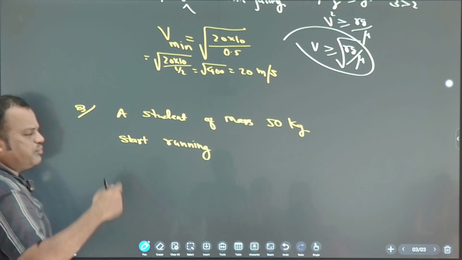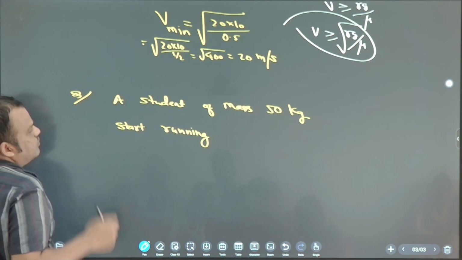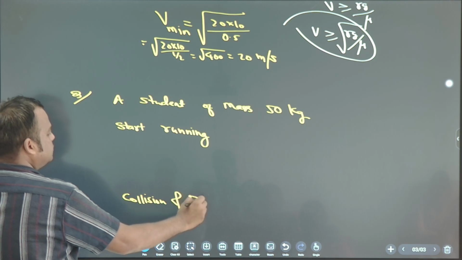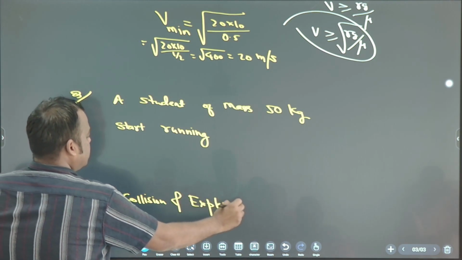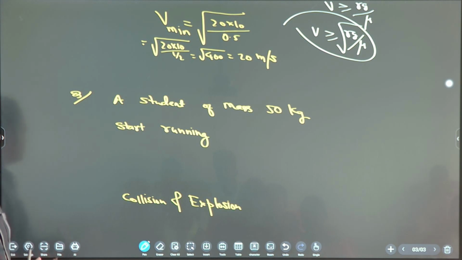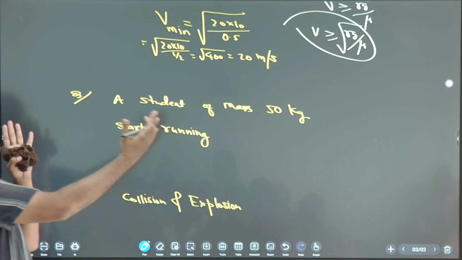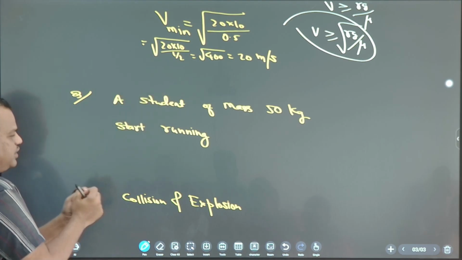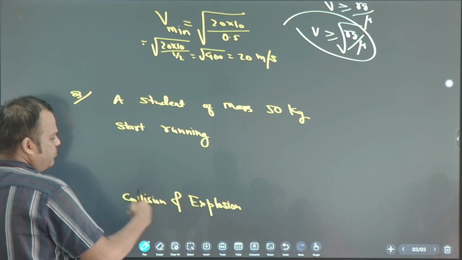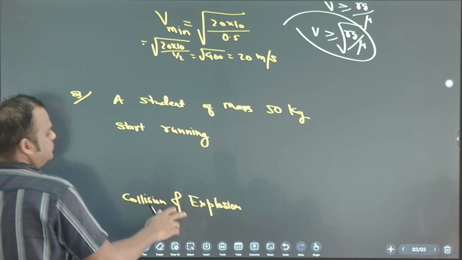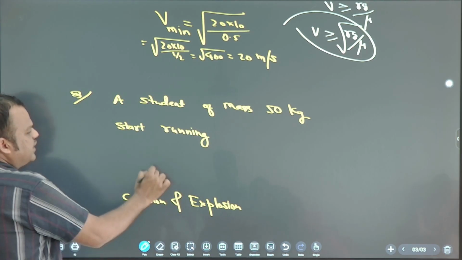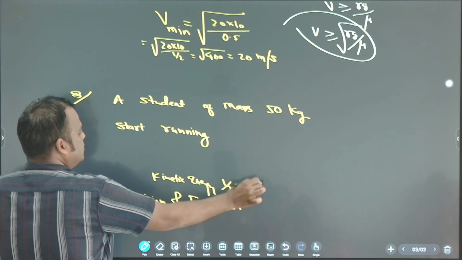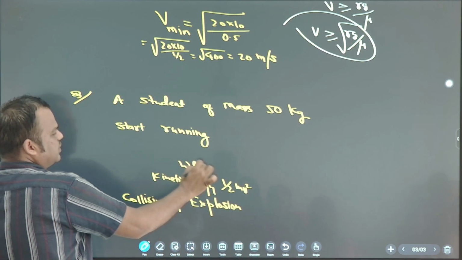Momentum conservation, yes, we will do in work and energy. What is the difference between collision and explosion? Collision means two bodies coming close. Explosion means going away. I will teach this momentum conservation there, because it is better to study kinetic energy before that. Kinetic energy is half mv square. So along with work and energy, I will cover this.